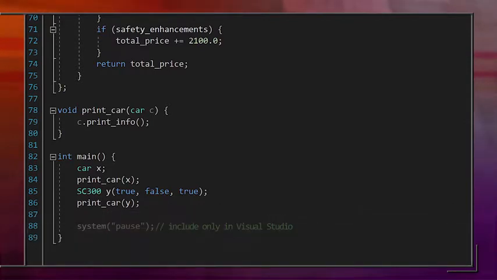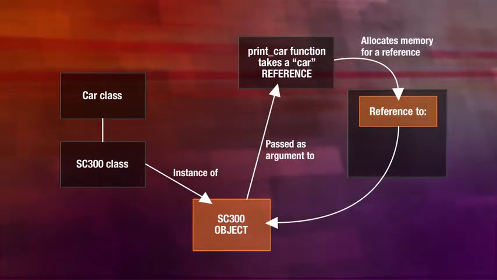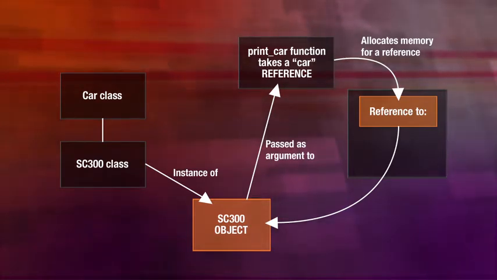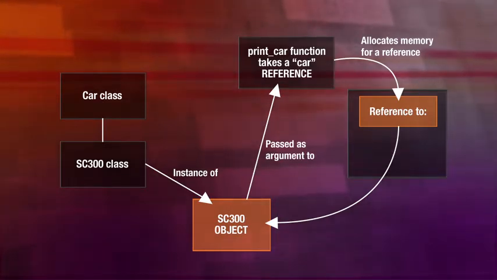Well, here's what's going on. In the earlier case, we create an SC300 object in our main code, and we pass this to the printCar function using a pass by reference. So what happens when this function is called is that the memory for the parameter has a reference stored. This is basically a pointer, and it refers to the object that was passed in. No data is copied. We just have a reference to the object that was passed in. Since the SC300 class is derived from the car class, it's okay to pass in the SC300 as a reference.